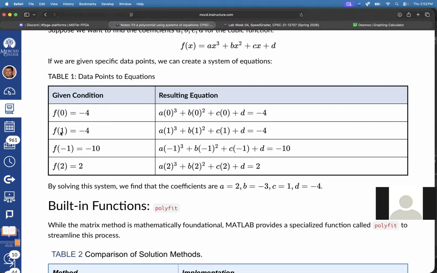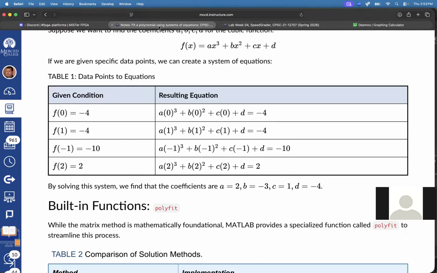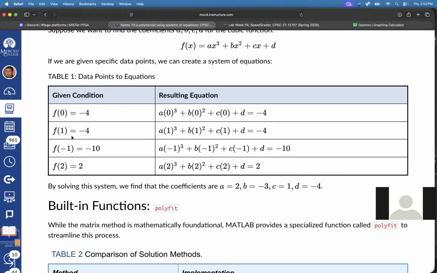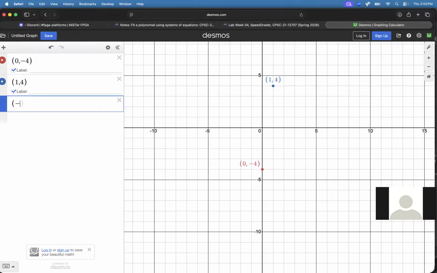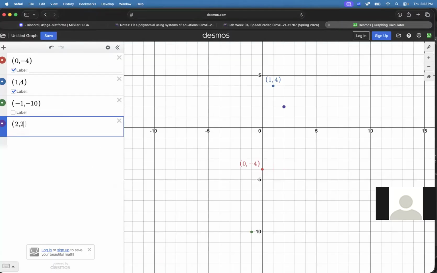And the next one has an x value of 1 and also -4. So we can go, was it 1, -4? I already forgot what I looked at. It was +1, -4. So we can change that. And then we had another point, which was -1, -10. And then I can have a fourth point, 2, 2. We can label all of them.